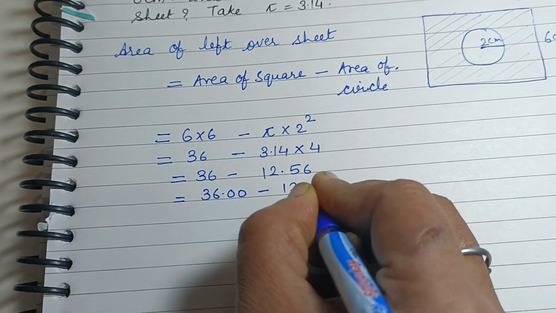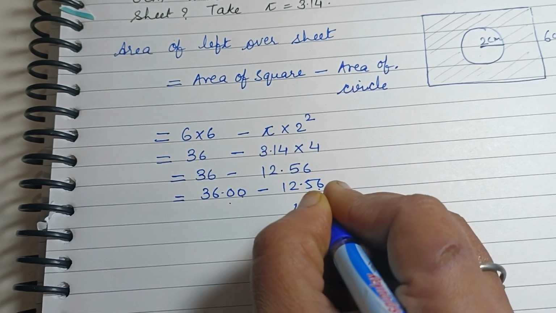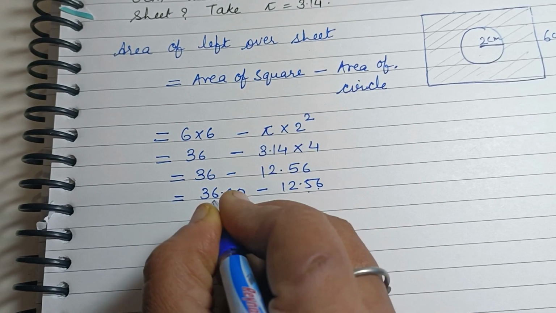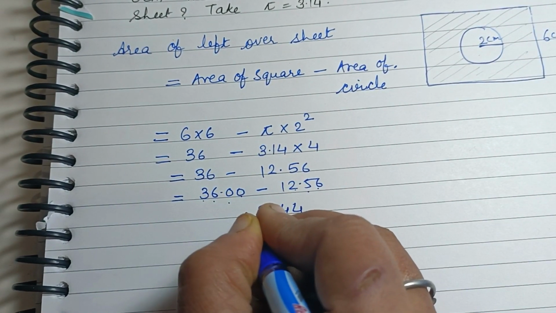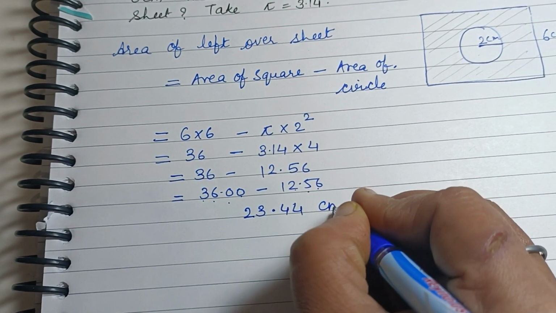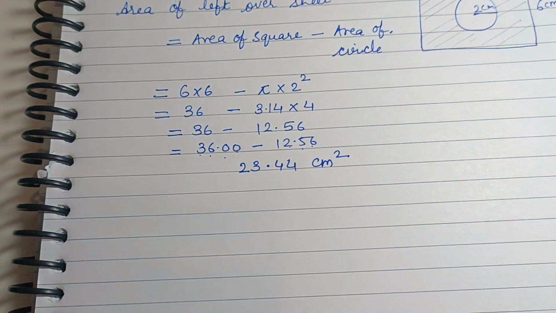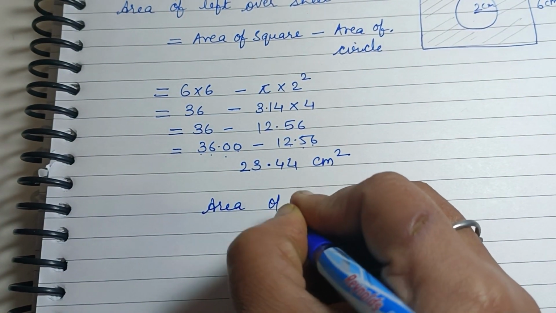36.00 minus 12.56. So 0 minus 6, 4. 9 minus 5, 4. 5 minus 2, 3. 3 minus 1, 2. So the area of the leftover sheet is 23.44 centimeters square. So in this way we can solve this question.